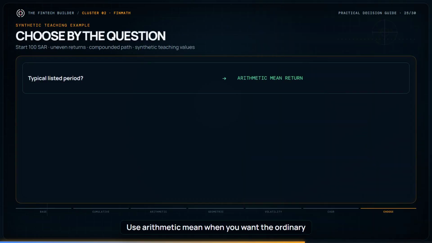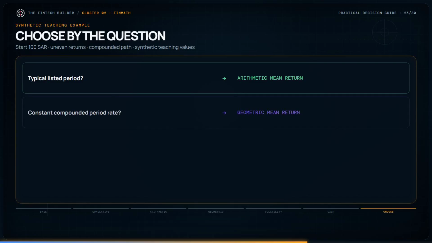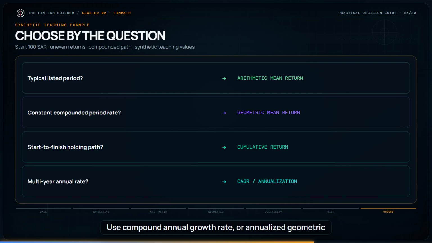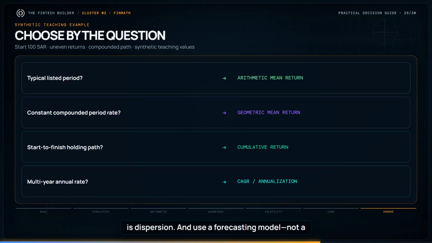Use arithmetic mean when you want the ordinary average of comparable one-period returns. Use geometric mean when you want the constant period rate reproducing the realized compound factor. Use cumulative return when you want the complete beginning to end gain or loss. Use compound annual growth rate or annualized geometric return when you need an equivalent annual compound rate. Use variance or volatility when the question is dispersion. And use a forecasting model, not a historical average alone, when the question is what happens next.